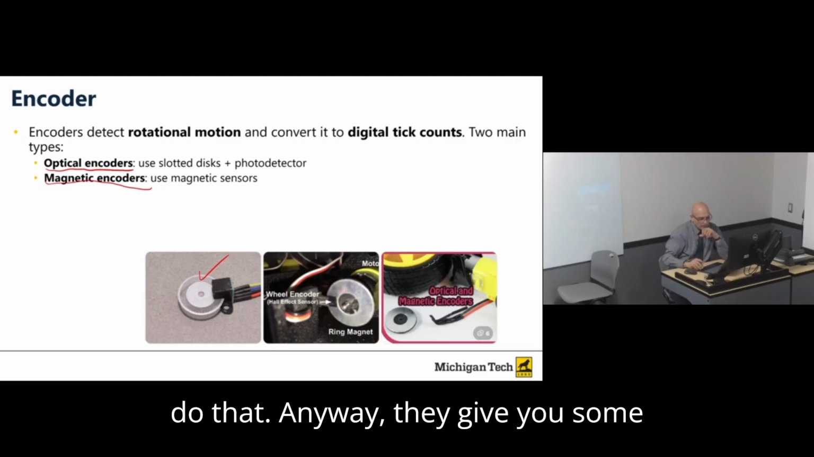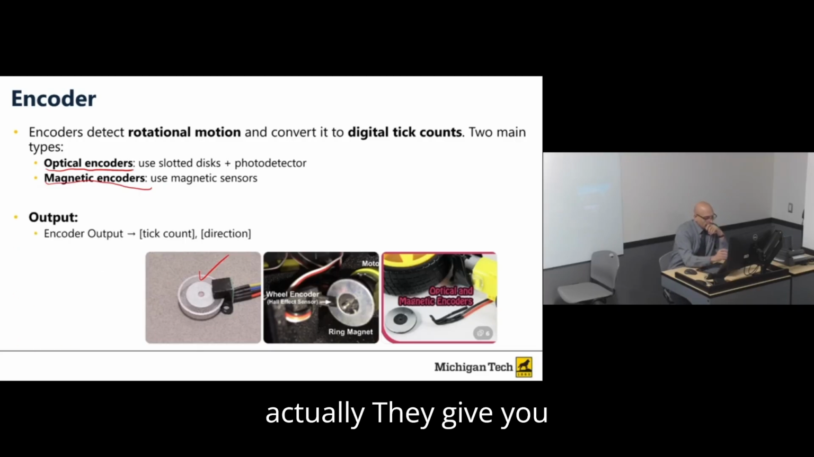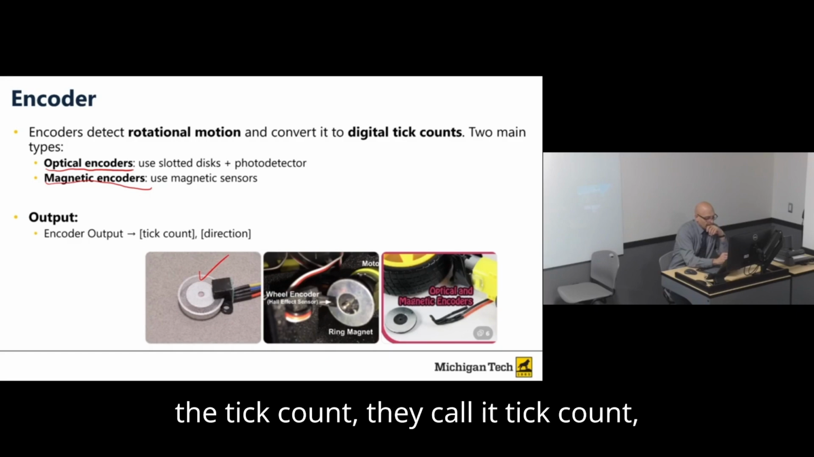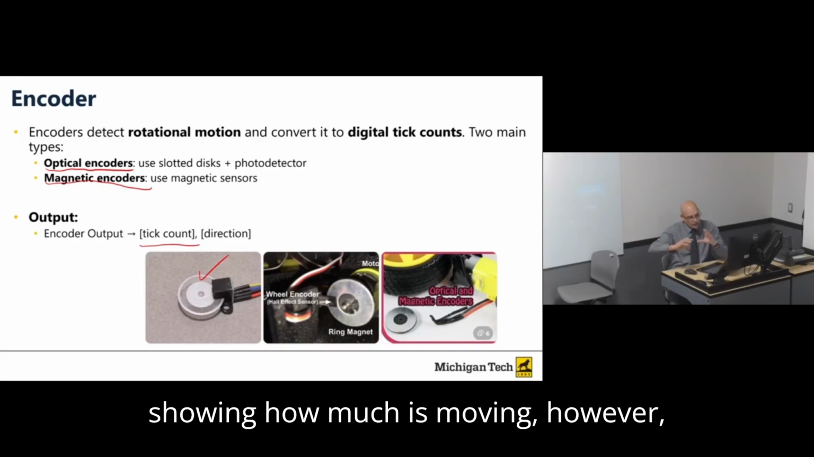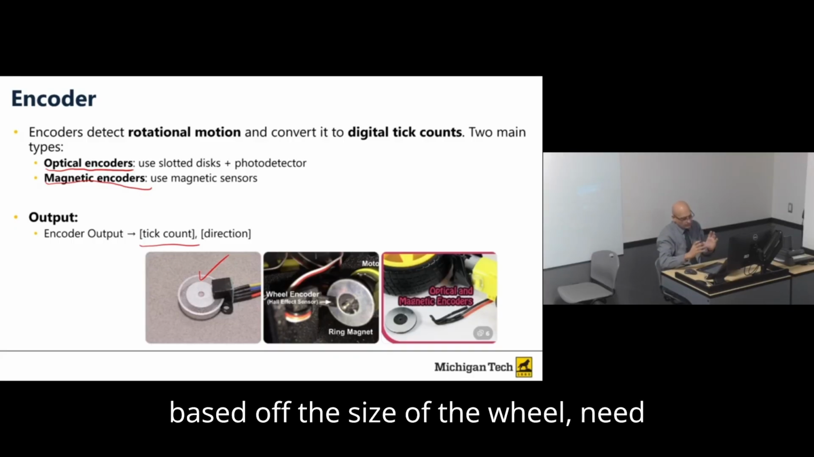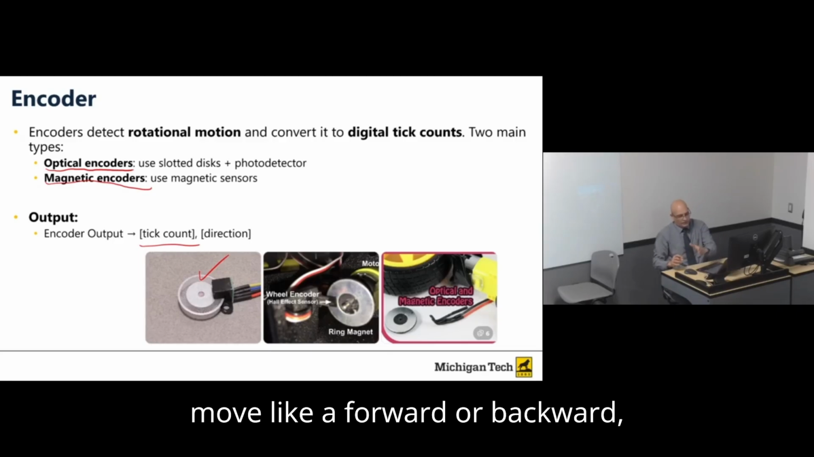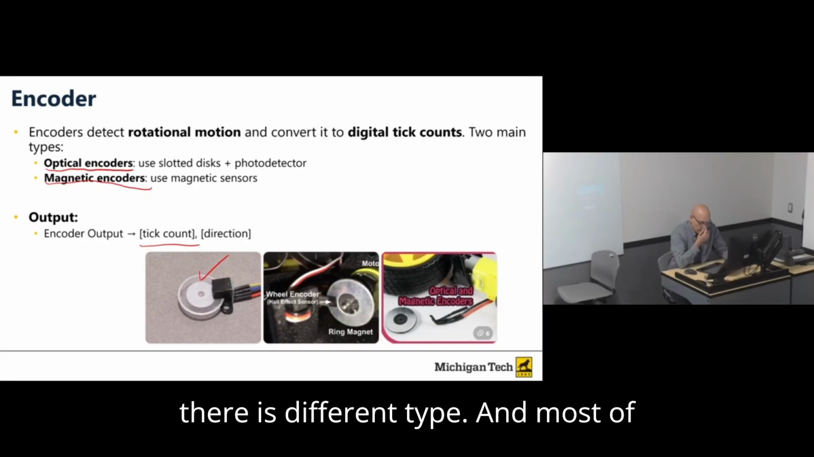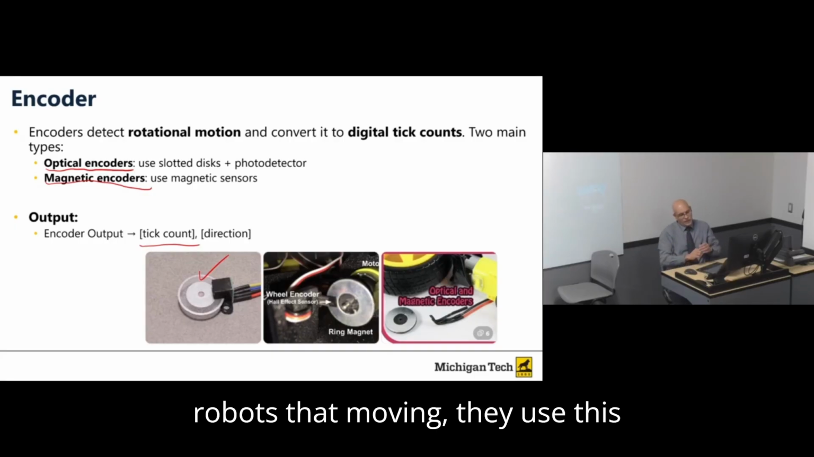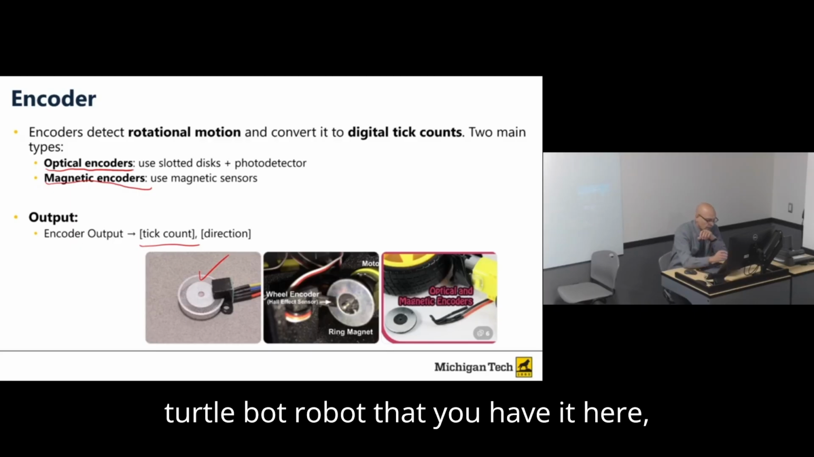Anyway, they give you the tick count. They call it tick count. It shows how much it has moved. However, based on the size of the wheel, you need a calculation. And also direction, whether they move forward or backward. There are different types. Most robots that move use this sensor as well, like that TurtleBot robot that you have here, they use that.